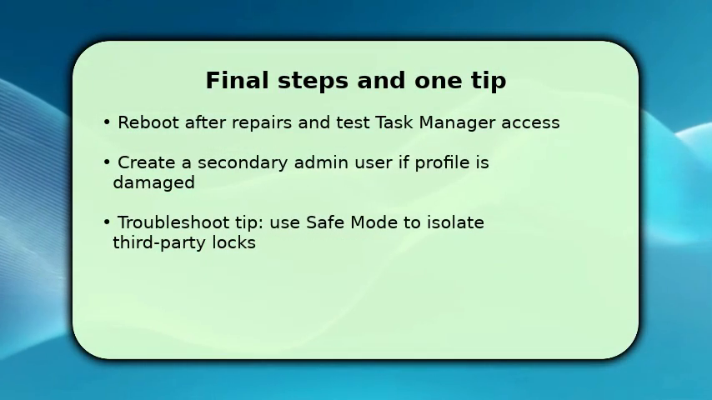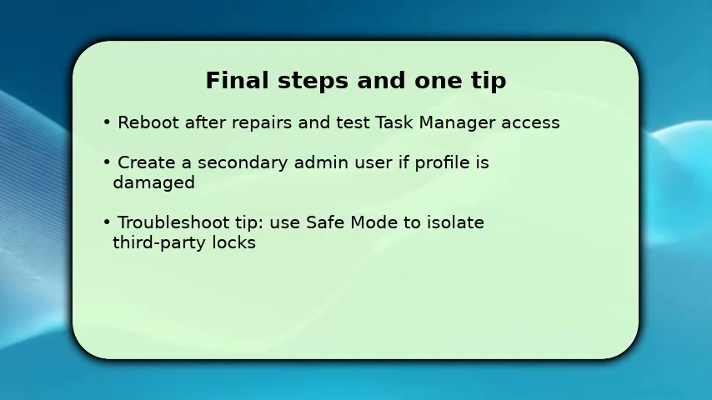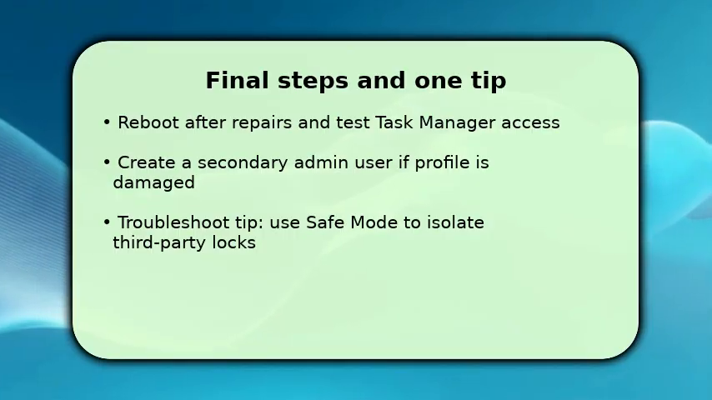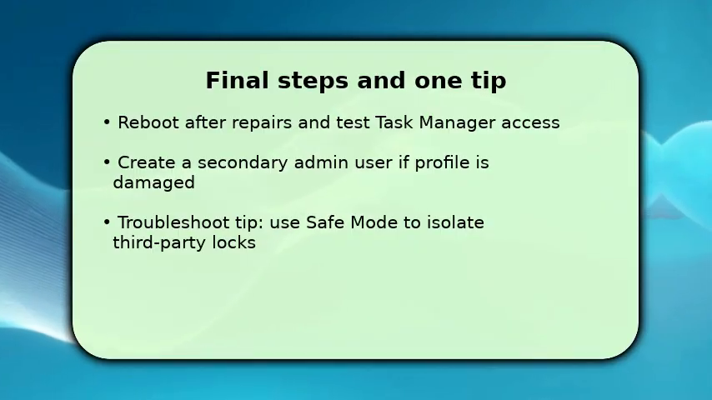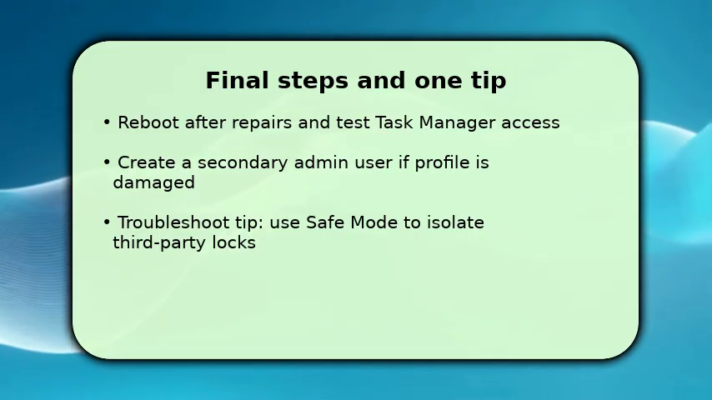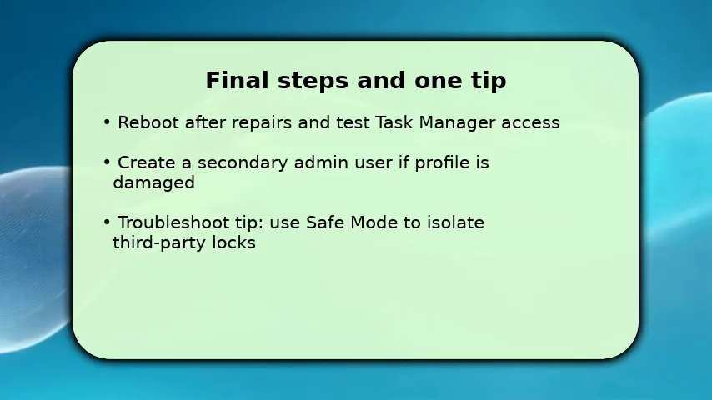If your user profile is damaged, create a secondary administrator account and test there, because a new profile often bypasses corrupted local permissions. If Task Manager still denies access, boot into safe mode and try again. This isolates third-party software that may lock Task Manager. One key troubleshooting tip: safe mode lets you remove or disable interfering programs without normal startup services blocking changes.